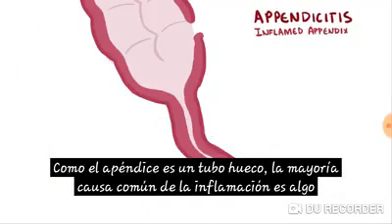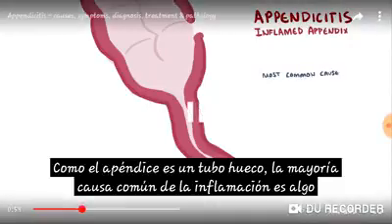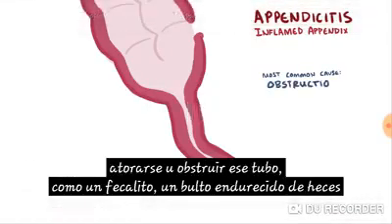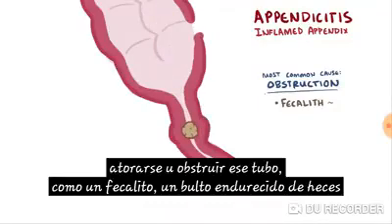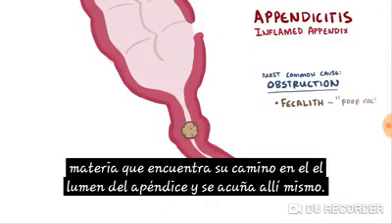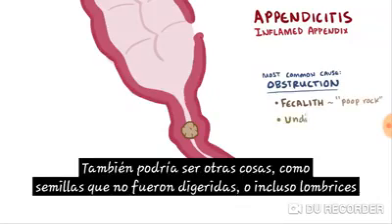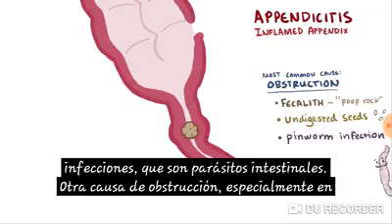Since the appendix is a hollow tube, the most common cause of inflammation is something getting stuck in or obstructing that tube, like a fecalith, which is a hardened lump of fecal matter that finds its way into the lumen of the appendix and wedges itself there. It can also be other things though, like seeds that weren't digested or even pinworm infections, which are intestinal parasites.